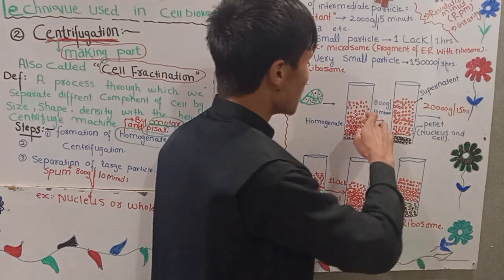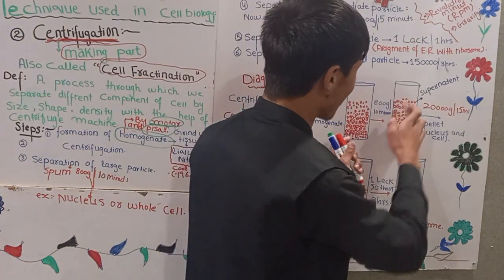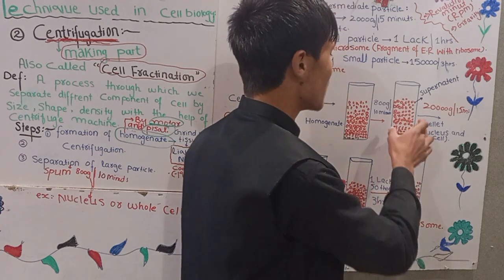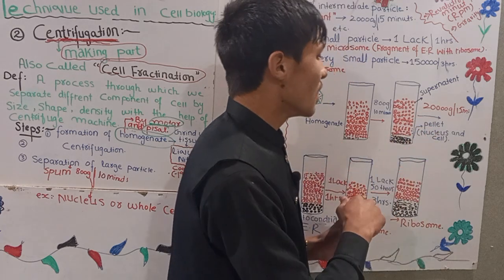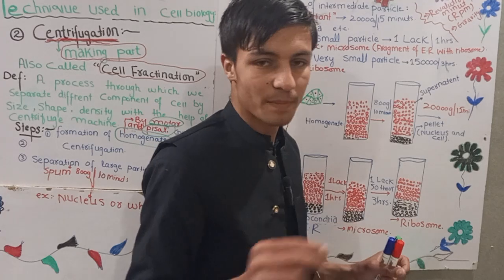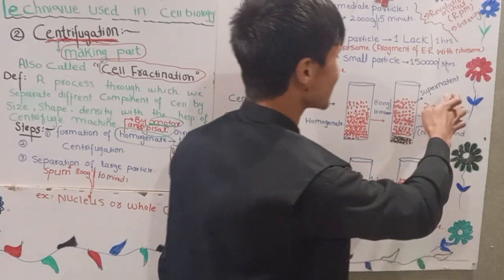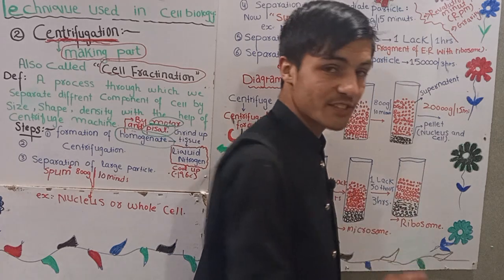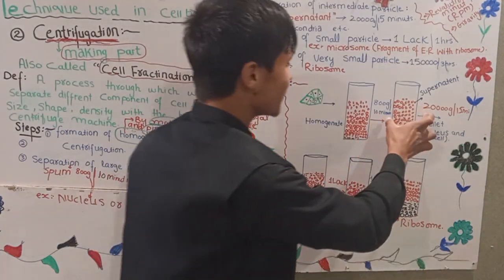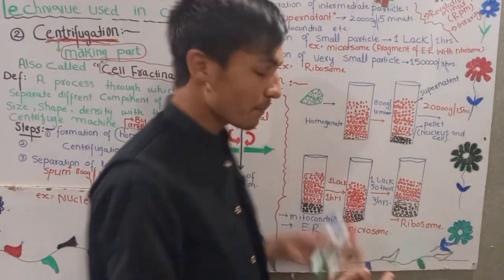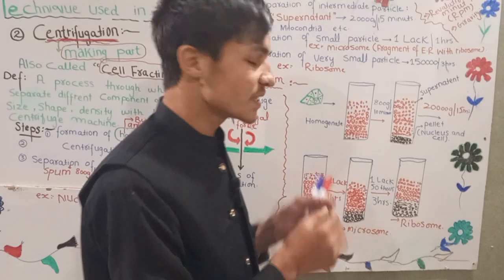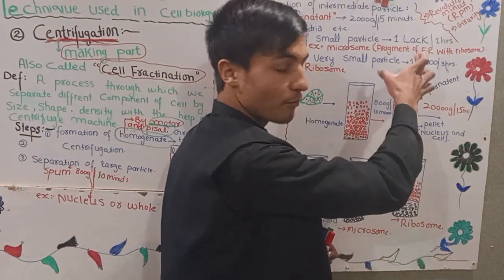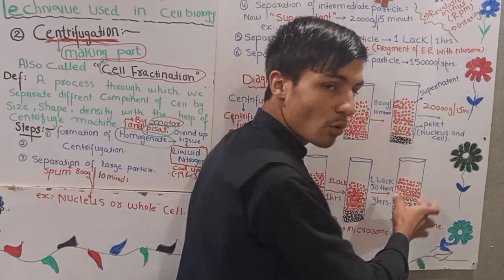After this we put it into another apparatus, and two things will separate from each other. Number one is the supernatant, and number two is the pellet. This happens on the basis of density, structure and shape. The supernatant goes upward and the pellet goes downward.